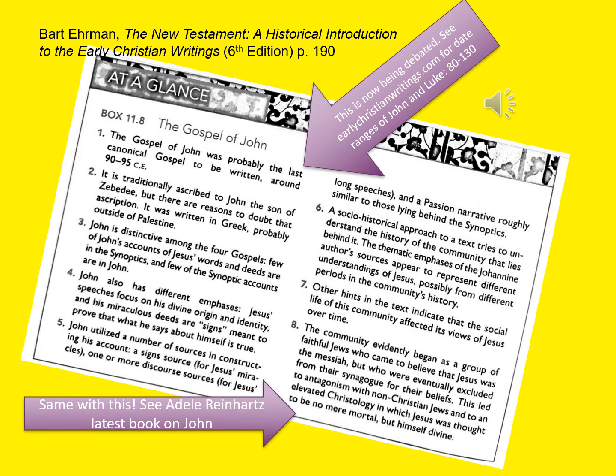Your textbook gives these little at-a-glance boxes for each chapter, and I've copied in the at-a-glance box for the Gospel of John because these are great. First, your textbook author says that the Gospel of John was probably the last canonical gospel to be written, around 90 to 95 CE. But you'll look at that purple arrow that says this is currently being debated.